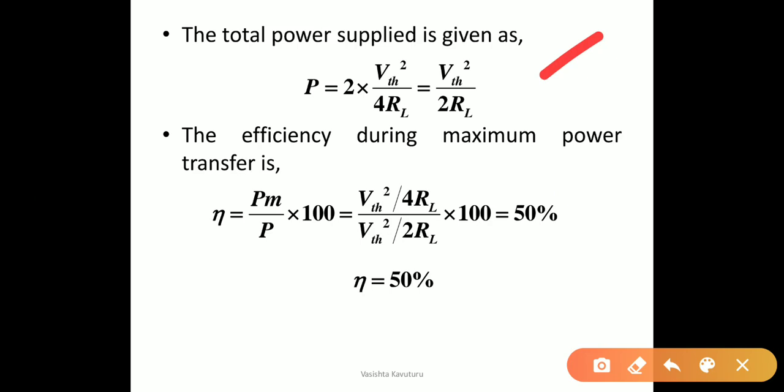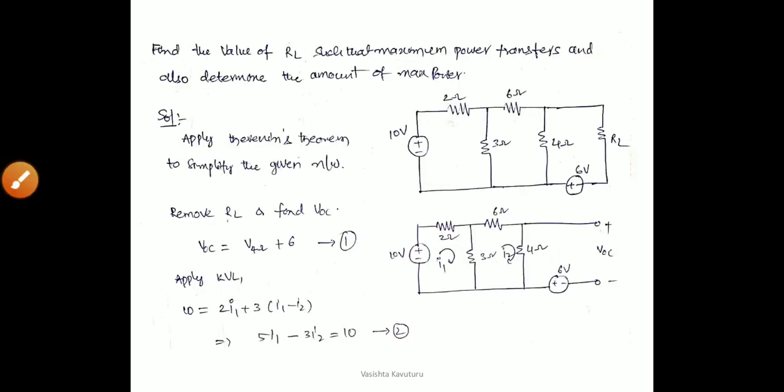Therefore, if you calculate the efficiency during the maximum power transfer condition, efficiency is the maximum power divided by the total power, so we are getting the efficiency as 50%. That is a very important point. Under maximum power transfer condition, the efficiency is 50%. That means the power can be transferred when source resistance is equal to load resistance with an efficiency of 50% only. Now we will see a problem based on the maximum power transfer theorem for DC circuits.